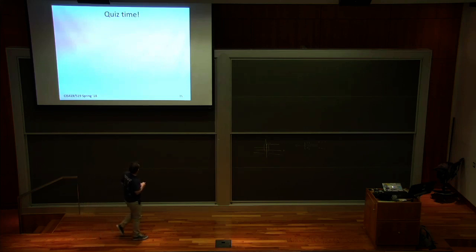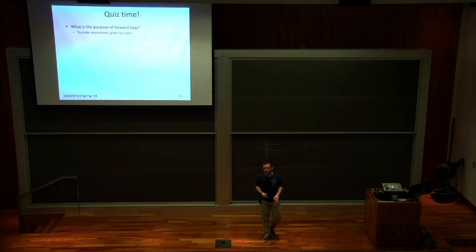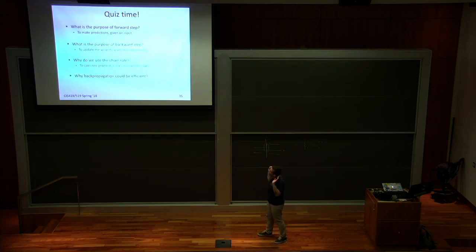Okay, so another quiz time. We're gonna repeat everything now. What is the purpose of the forward step? Someone quick. What is the purpose of the forward step? To make predictions, great. What's the purpose of backward step? How we want to update the previous layer. Thank you. Why do we use the chain rule? Differentiation. Why backpropagation could be very efficient or fast? Parallelization, thank you.